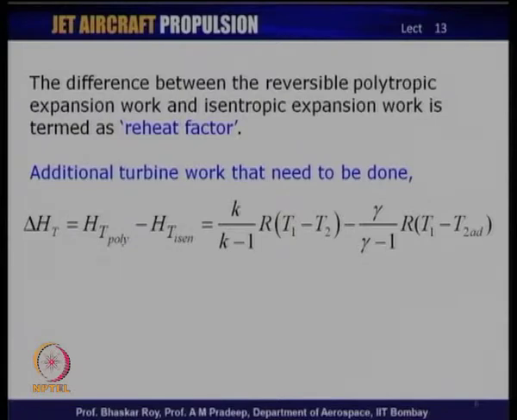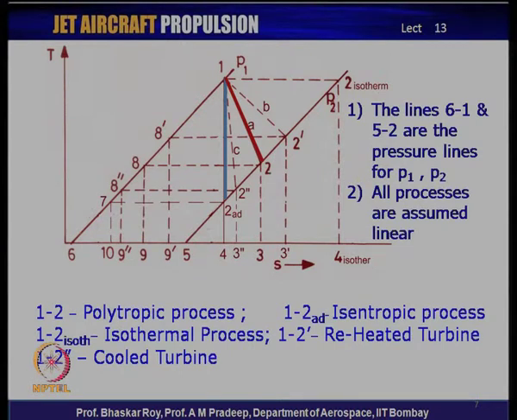We will have a look at this reheat factor again in a few minutes. If you now look at the T S diagram typically of a turbine, and let us say it is operating from 1 to 2. So, it is operating between pressure P 1 and P 2. These are the two pressure lines within which this turbine is said to be operating.